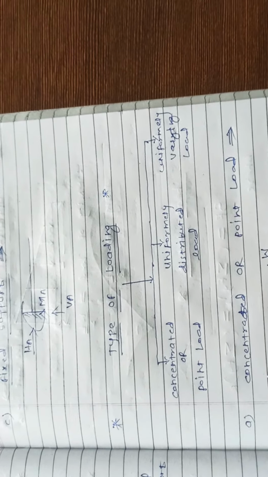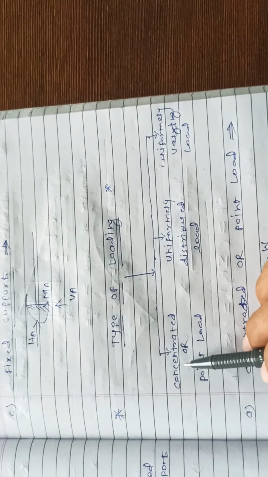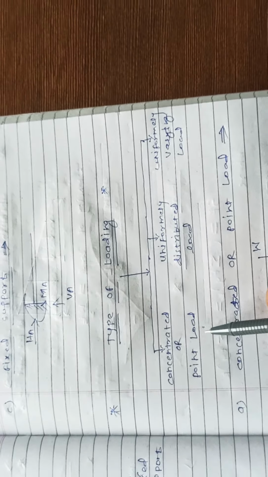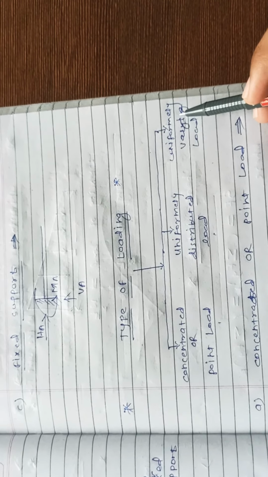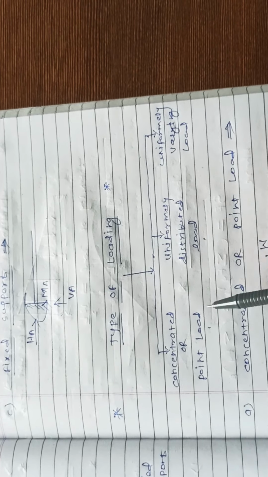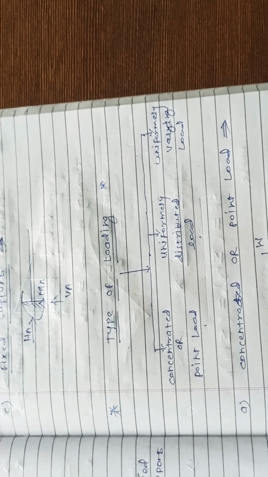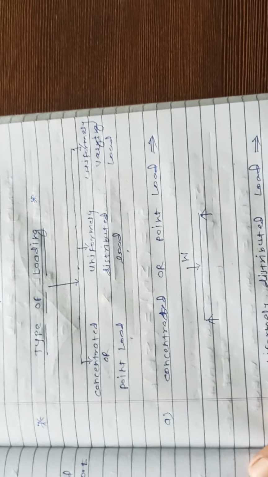We will see. Type of load is classified into three types: first, concentrated or point load; second, uniformly distributed load; and third, uniformly varying load. These are the three types of load which are acting on any beam. We will see them one by one.